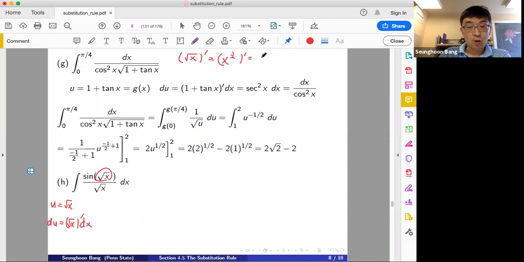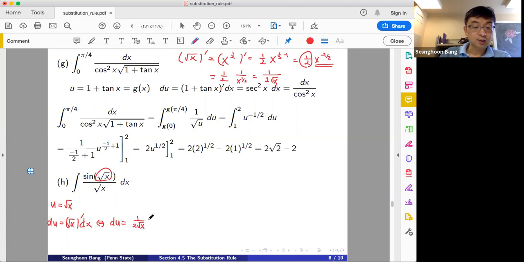Yeah, thank you. The 1 over 2 comes down, x to the 1 over 2 minus 1. We have 1 over 2 times x to the minus 1 over 2. You can change it back to a positive exponent. Keep the 1 over 2, and only change x to the minus 1 half to 1 over x to the 1 over 2. We have 1 over 2 times root x. So here, du is 1 over 2 root x dx.